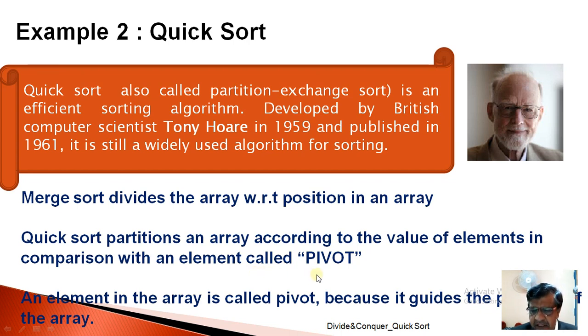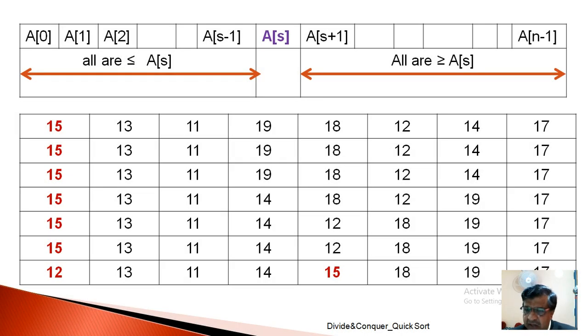The name is given from the fact that this element, which is drawn from the array itself, plays a pivotal role, a guiding role in partitioning the array into subsequent pieces of subarrays. Okay, and this is an array. This element is called a pivot because it guides all the way. The elements of the array are compared with the pivot, and the pivot will occupy the position it would have in the sorted array.